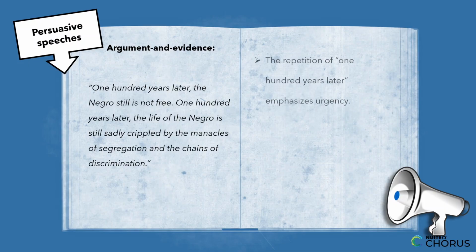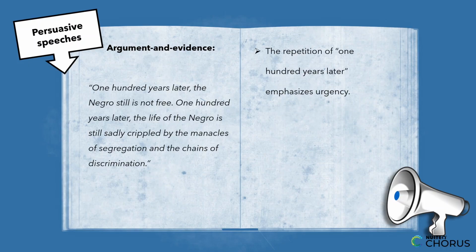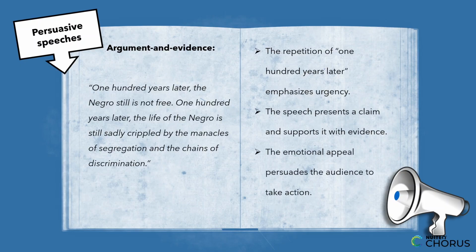The repetition of 100 years later emphasizes urgency. The speech presents a claim that injustice exists and supports it with evidence by giving examples of segregation and discrimination. The emotional appeal persuades the audience to take action.